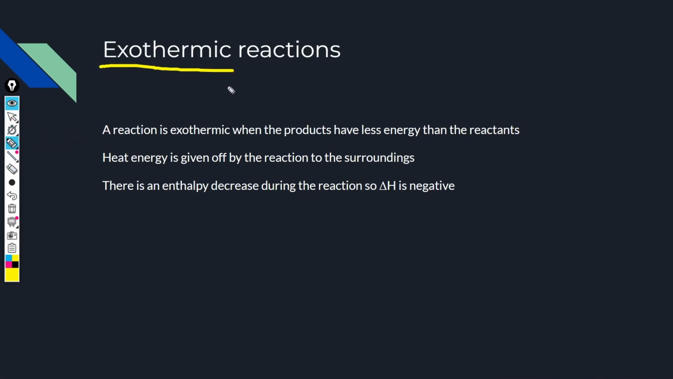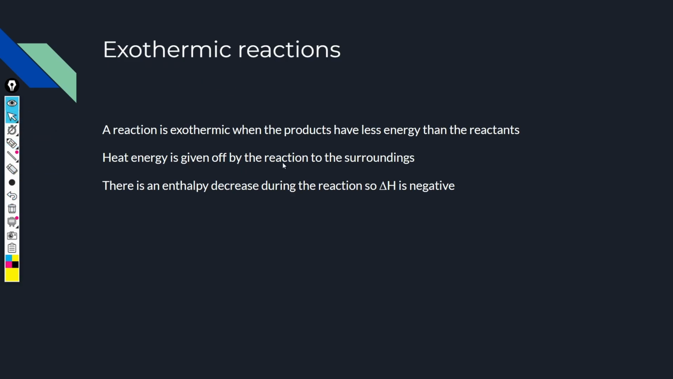So an exothermic reaction occurs when the products of a reaction have less energy than the reactants. So basically, the energy is being lost by the products, so it's being given off to the surroundings near them. And this will mean the enthalpy has decreased because the total chemical energy in the products has decreased, so the change in enthalpy, delta H, will be negative.